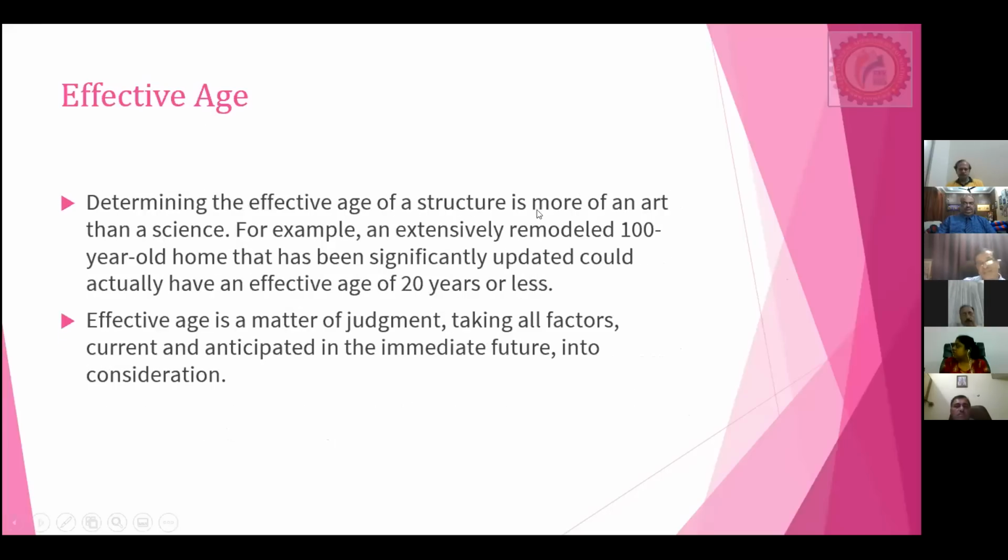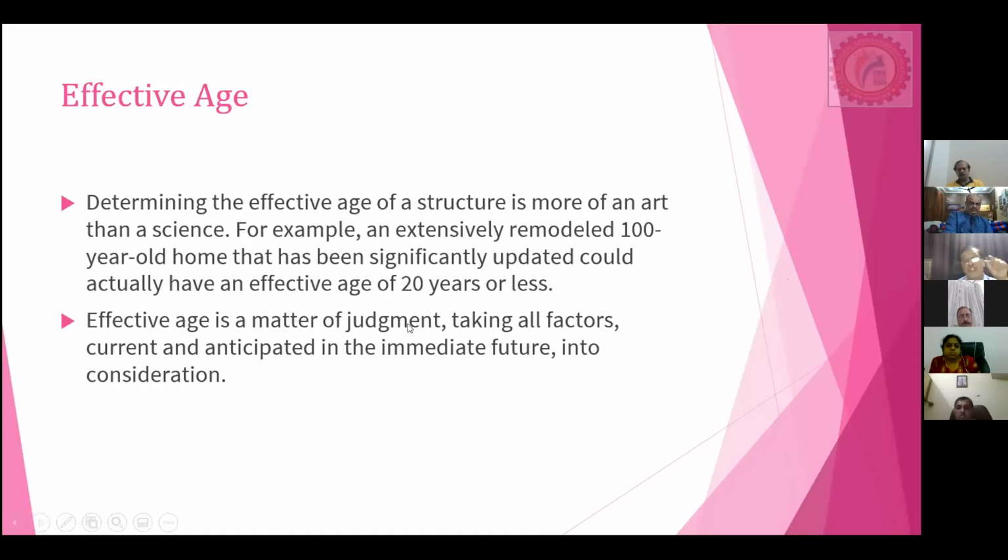Determining the effective age of a structure is more of an art than a science. But I will give certain arithmetical checks and calculations now on how to arrive at that value. Still, it is more an art than a science or mathematics. Now I will show the different methods of arriving at the value. For example, an extensively remodeled, that is renovated, 100-year-old home that has been significantly updated could actually have an effective age of 20 years or less.